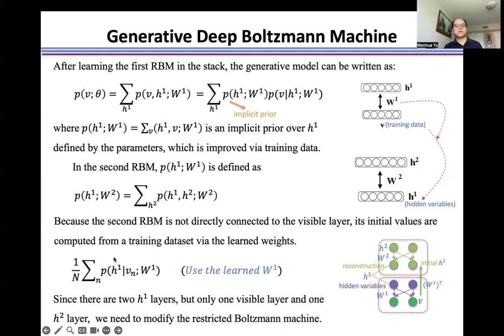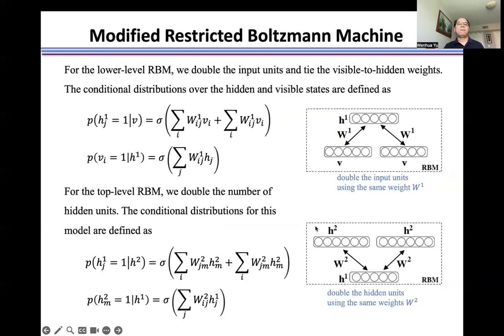For example, we can use the average of the probability of H1 conditioned on the training data set as the initial value for the second restricted Boltzmann machine. Right now, we have two H1 layers, but only have one H2 layer and one visible layer. To combine two blocks in one single system, we need to modify the restricted Boltzmann machine.